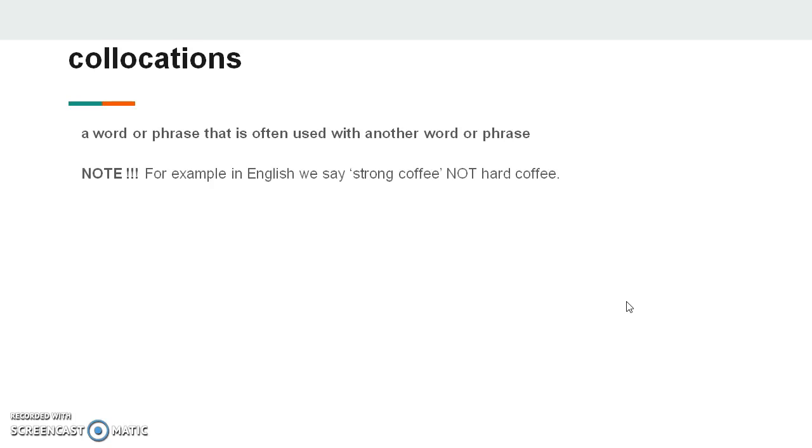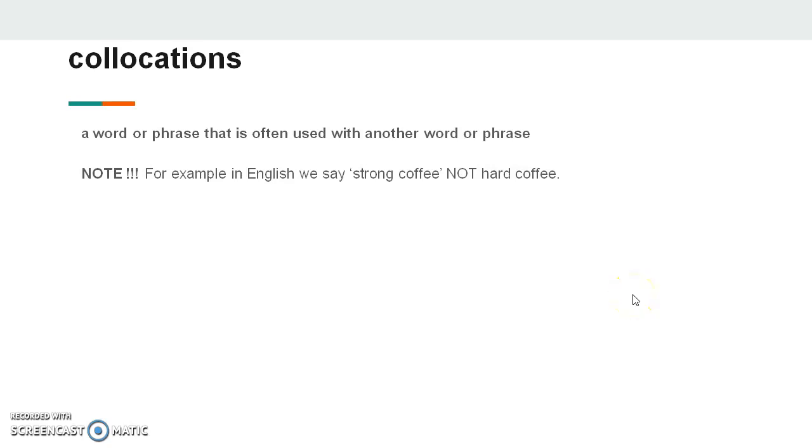So, I want to give you an example. In English, for example, we say strong coffee. We don't say hard coffee. So, that's why collocations are important to learn. Because sometimes we make mistakes.